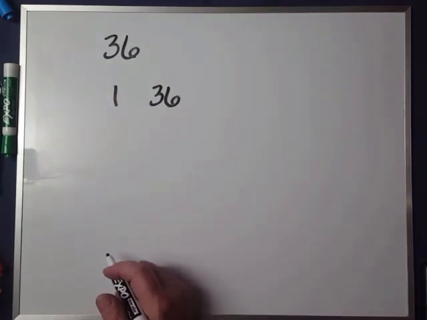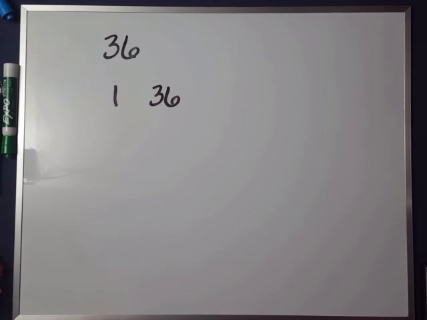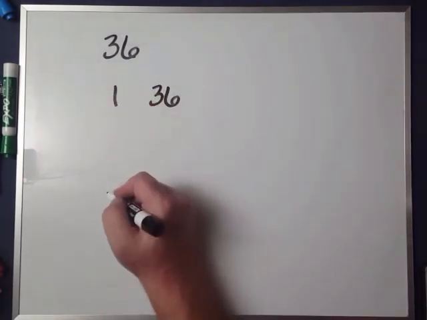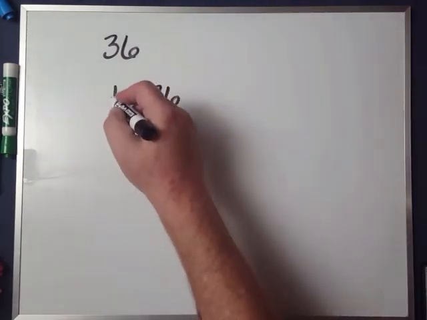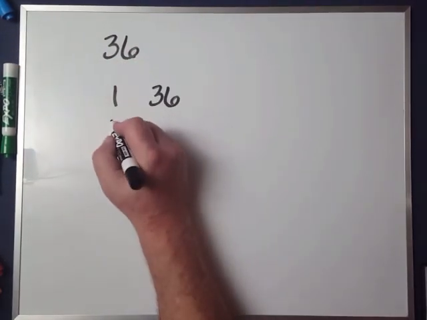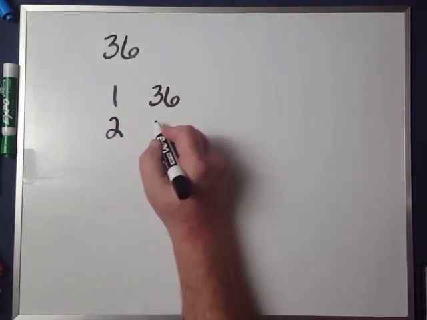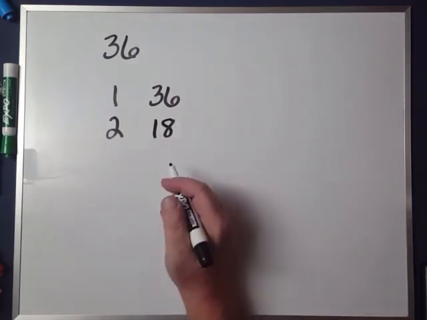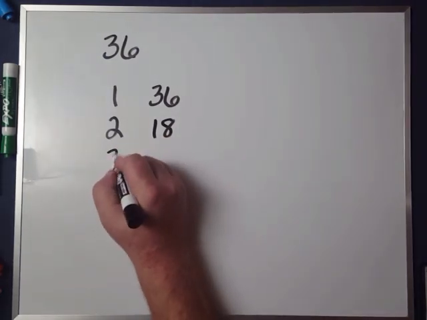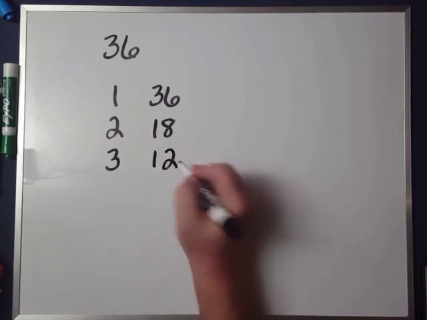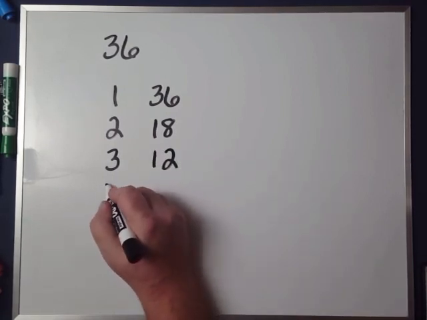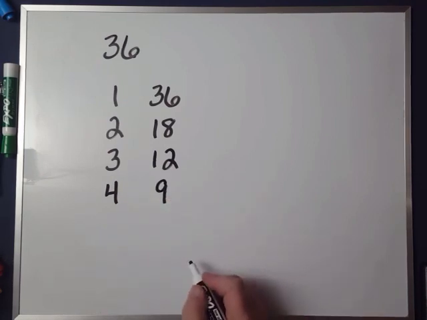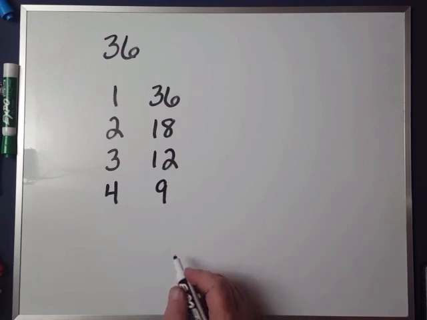The easiest approach is to find all positive factor pairs of the given number. So let's just go down this left-hand column and say, 1 goes into 36 36 times. Does 2 go into 36? Yes. 2 will go into 36 18 times. Does 3 go into 36? Yes. 12 times. Does 4 go into 36? Yes. 9 times. Does 5 go into 36? No. Does 6 go into 36?